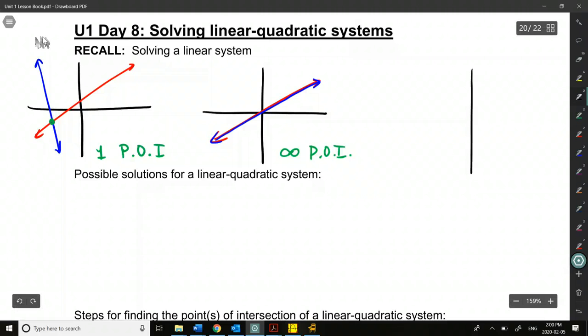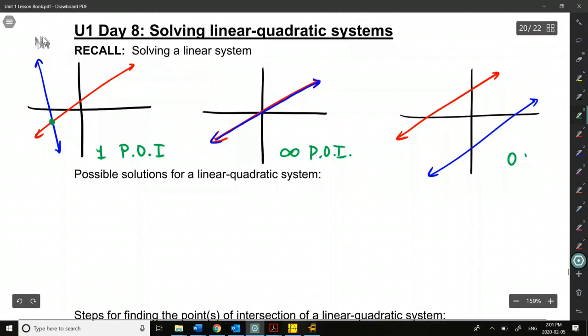And then there's one other option that we could have. Parallel and what we would call distinct because they don't overlap. So let's say we have a line like this and a line that's parallel. These lines will never cross. So in this scenario, we would have 0 points of intersection.